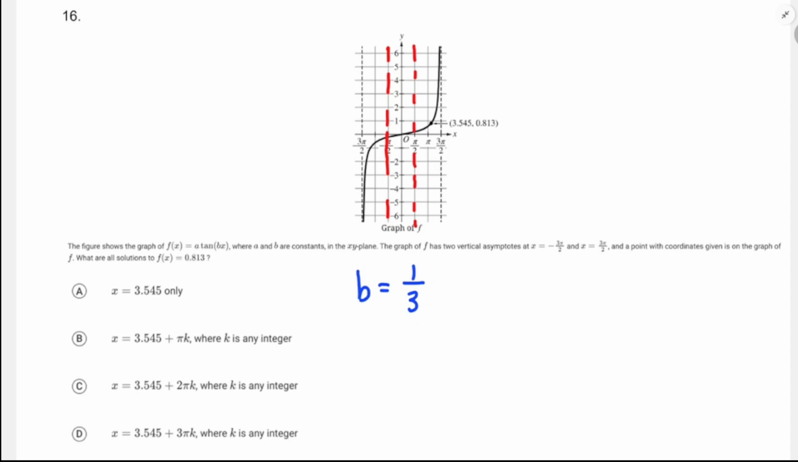What are all solutions to f of x equals 0.813? Well, one of them was 3.545.